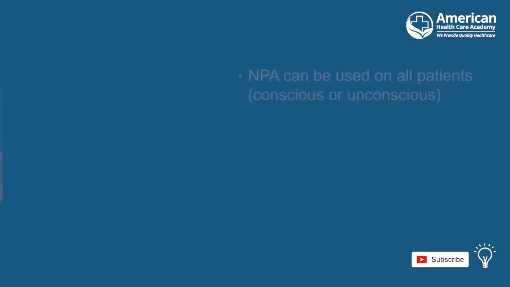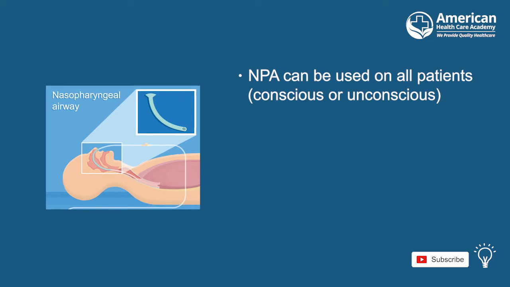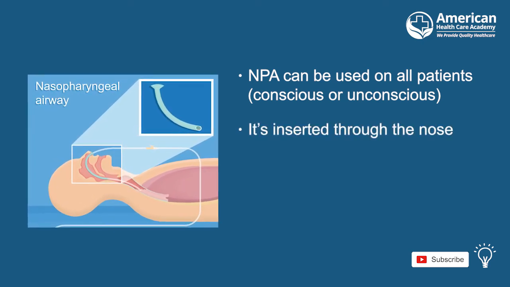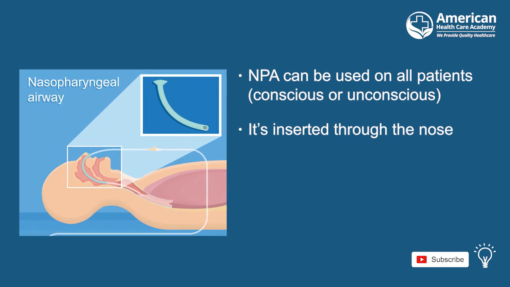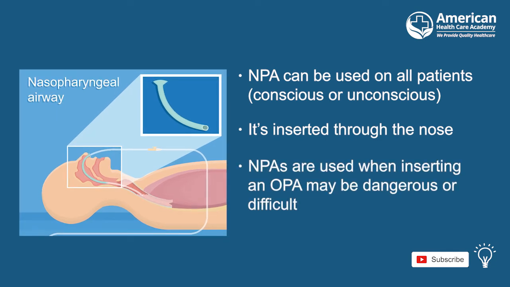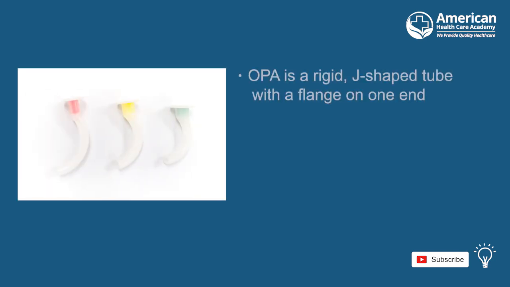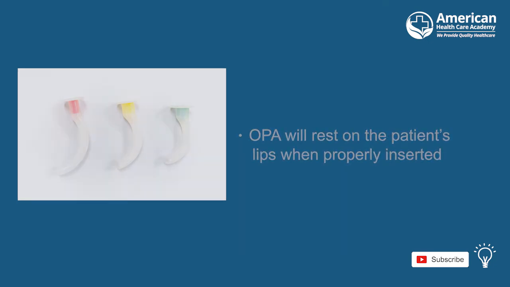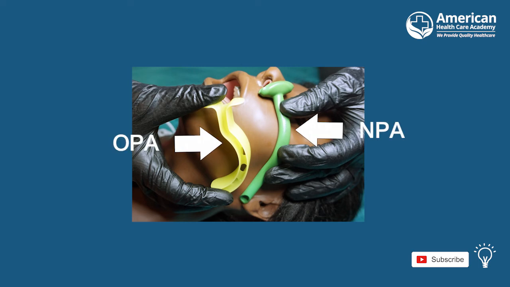On the other hand, the NPA can be used on all patients, conscious or unconscious, as it is inserted through the nose and does not provoke gagging. NPAs are normally used when inserting an OPA might be dangerous or difficult. The OPA is a rigid, J-shaped tube with a flange on one end meant to rest on the patient's lips when properly inserted. The NPA is usually made of soft rubber or plastic.